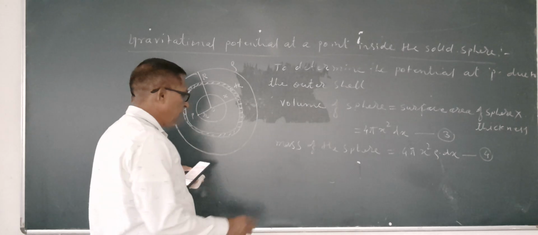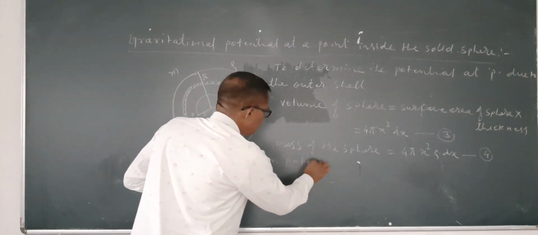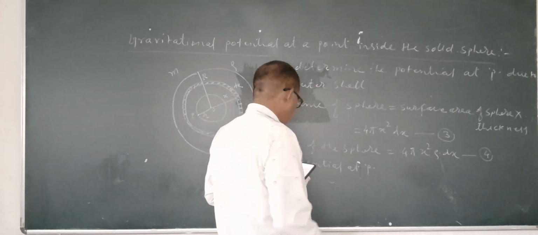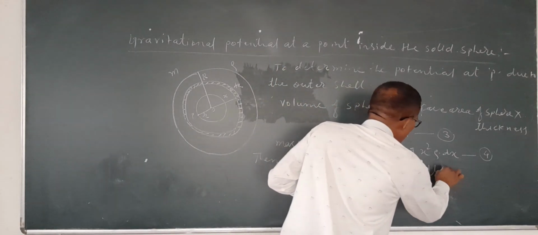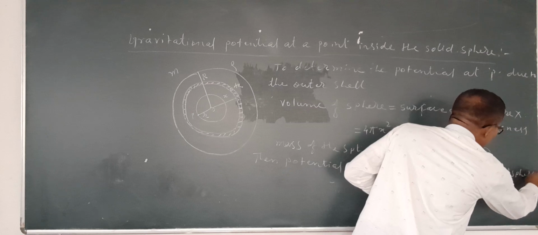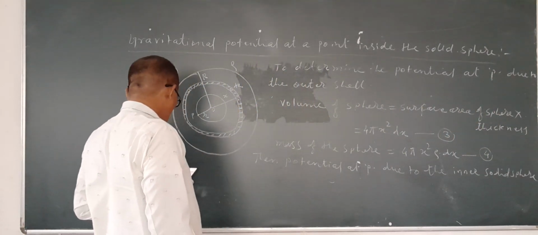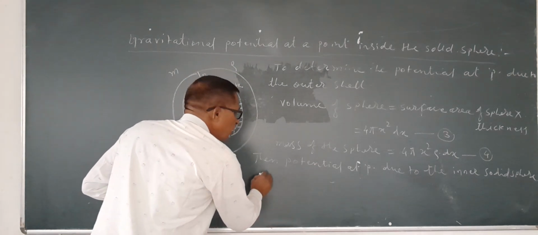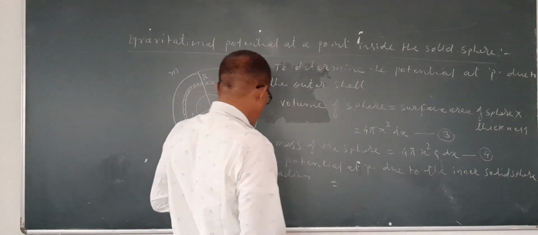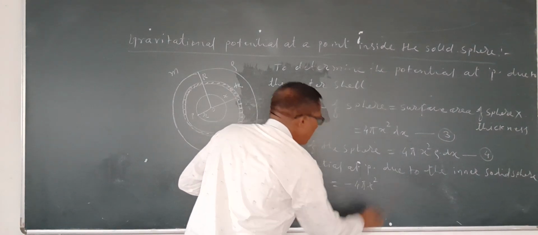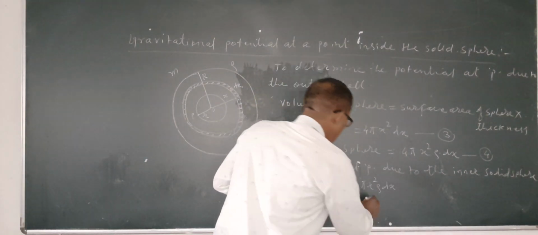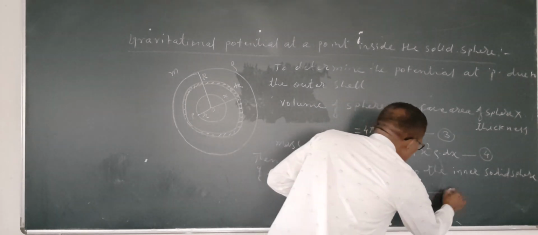Then equation 1 becomes the potential at P due to the inner solid sphere of radius x, which equals minus 4 pi x square rho dx upon r into G. This is equation number 5.